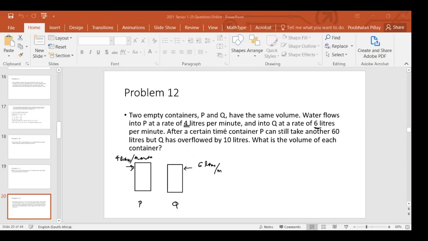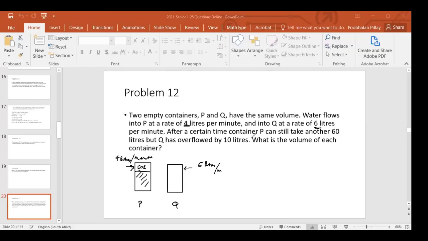Okay. Now, after a certain time, container P can still take 60 liters. So it says after a certain time, this thing has come up to a certain point, and it can still take 60 liters. In other words, the amount of space that is left over here is 60 liters, right? And it's come up to that point. The water is traveling here at a much slower rate, and here it's going at a much faster rate.